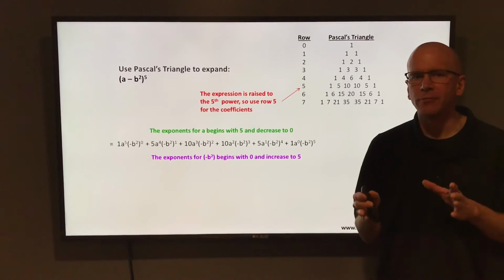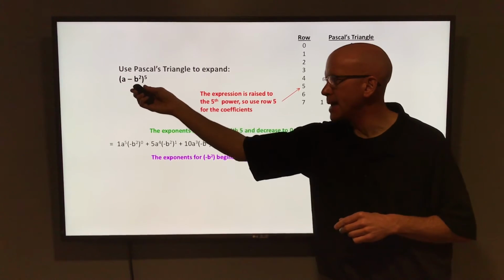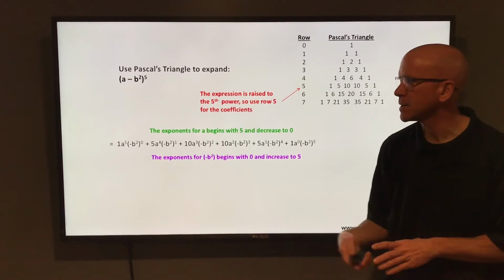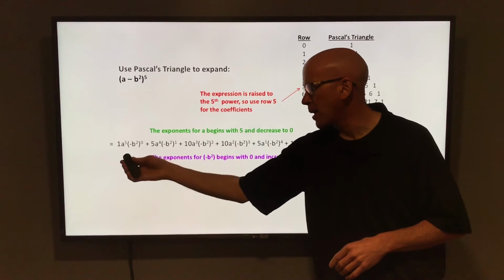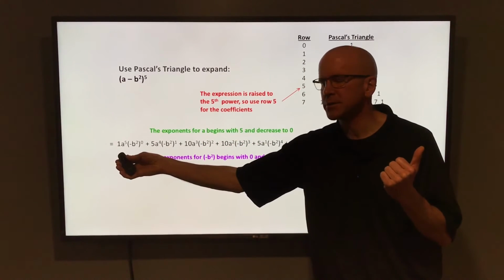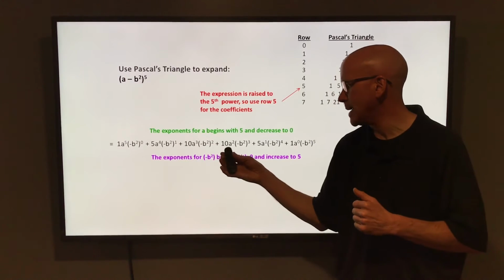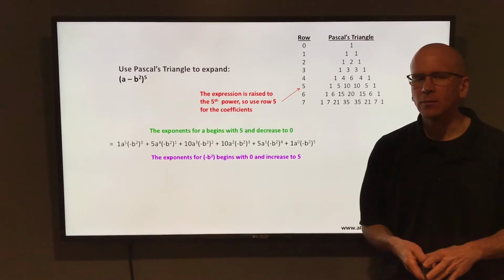Space those out with enough room after those so that you can put in the a and the negative b squared because that's what's next. I'm going to start the a off to the 5th power and work your way down to a to the 0. So it'll be a to the 4th, a to the 3rd, a to the 2nd, a to the 1st, and finally a to the 0.